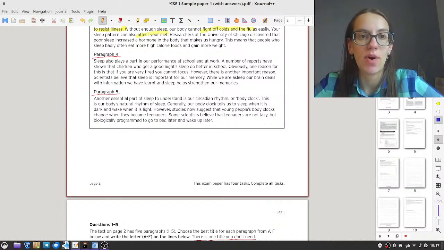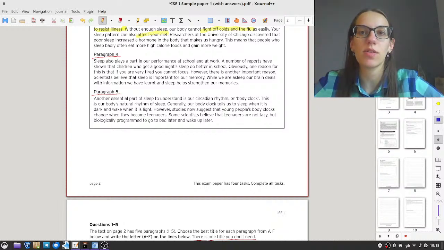Sleep also plays a part in our performance at school and at work. A number of reports have shown that children who get a good night's sleep do better in school. Obviously, one reason for this is that if you're very tired, you cannot focus. However, there is another important reason. Scientists believe that sleep is important for our memory. While we are asleep, our brain deals with information we have learned and sleep helps strengthen our memories.